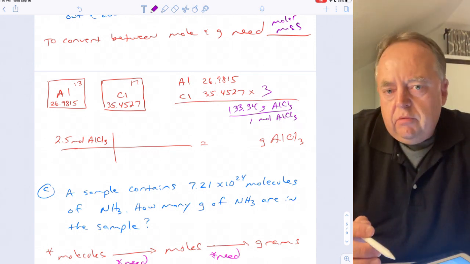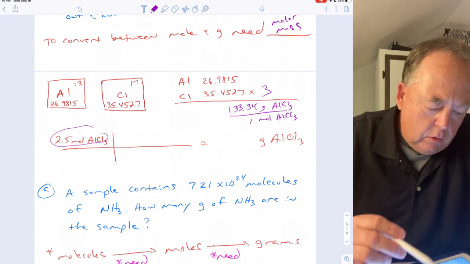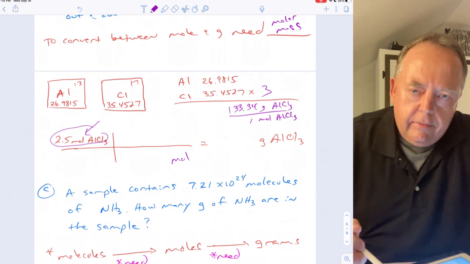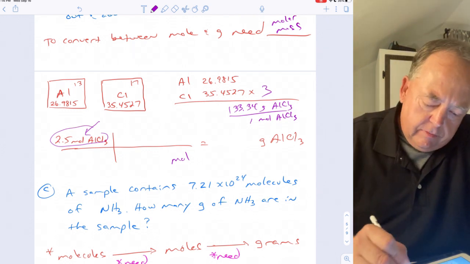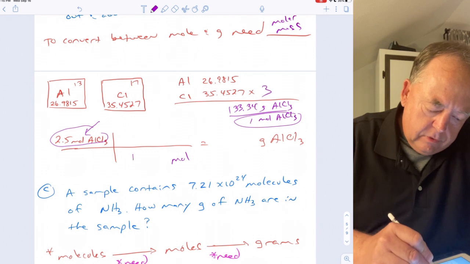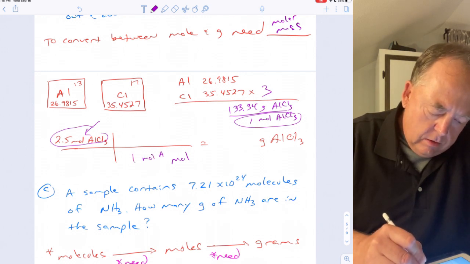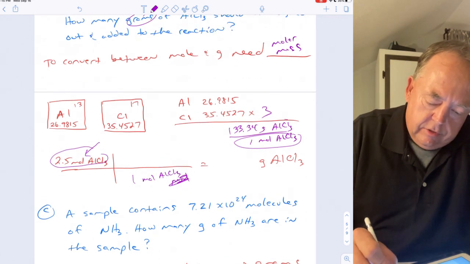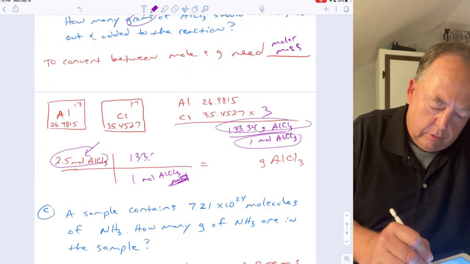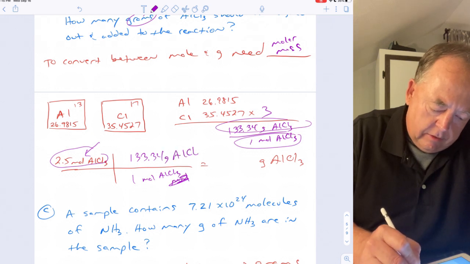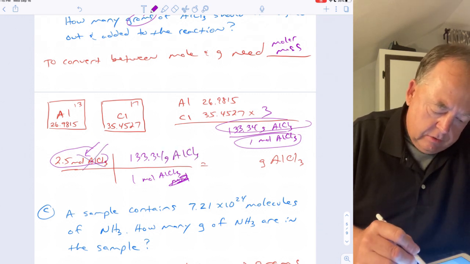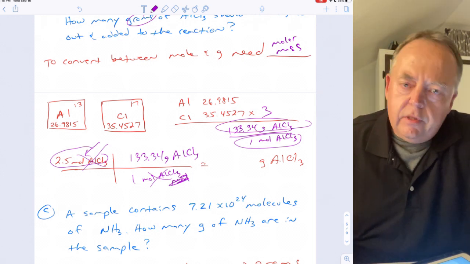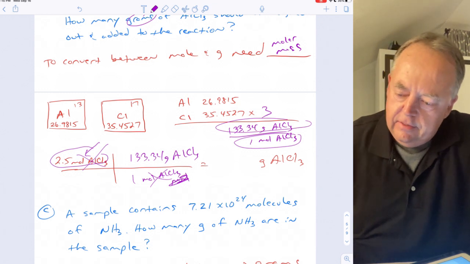Okay, so now we can do the dimensional analysis. So we have 2.5 moles of AlCl3. Since moles is on the top here, then moles have to be on the bottom here so that they can cancel each other out, which means this needs to go on the bottom. So 1 mole of AlCl3 goes on the bottom, and then on the top goes this number, the 133.34 grams of AlCl3. So now your moles are going to cancel, and the only unit left is grams, which is what you want. So again, if you end up on the right unit, you probably did the math right.